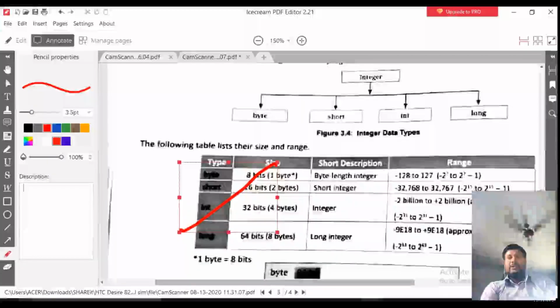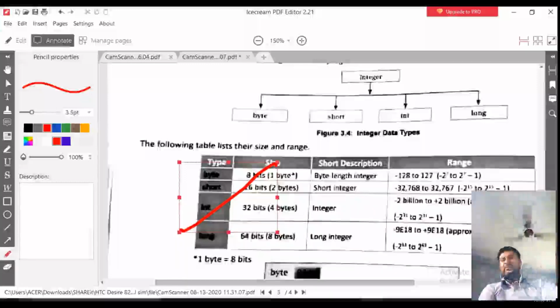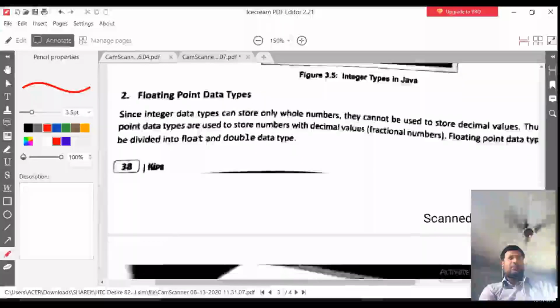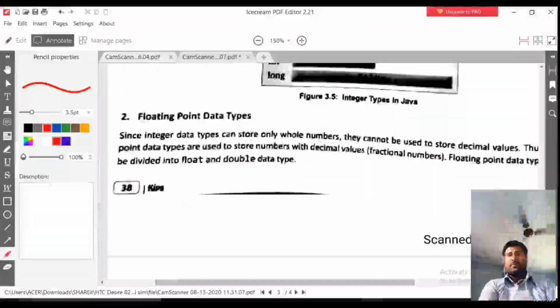And you people know that in 1 byte there are 8 bits, so you can convert this memory into bits also. Like if I say 1 byte, then it will be 8 bits. If I say 2 bytes, then it will be 16 bits. So okay students, I have discussed integer data types. Next we come to float, that means floating point data types.